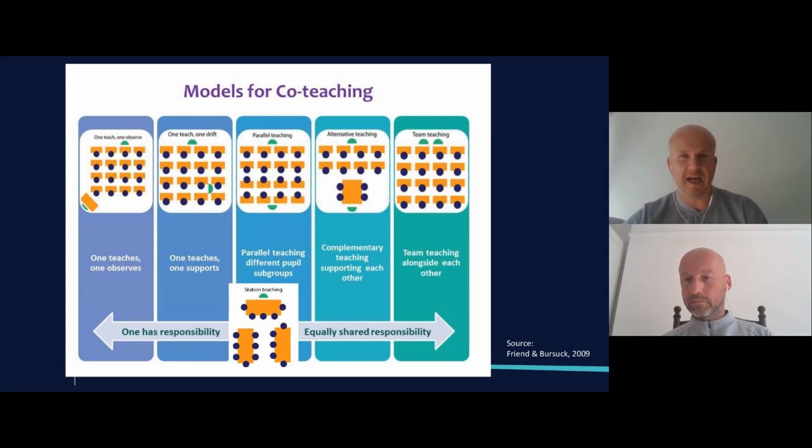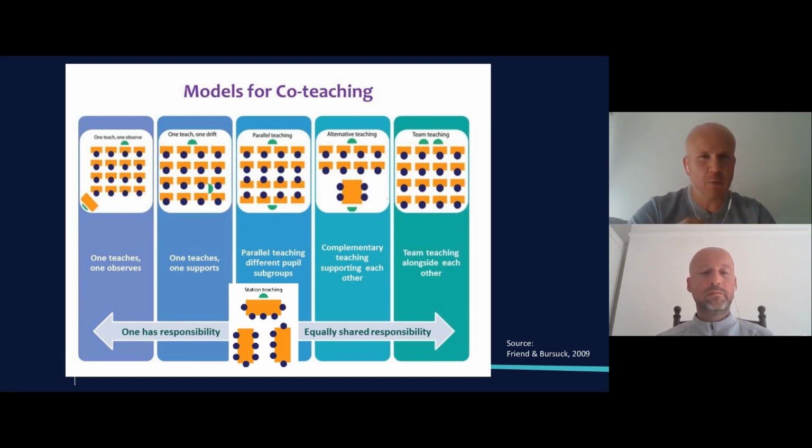And on the other side, when you go right down to the team teaching end, there's an equally shared responsibility, where it's a bit of a double act. There's some trust, real high levels of trust there, commitment to the process, and planning is astute in terms of how you're going to operate together. And there's a bit of a role play, like Mark alluded to at the very start.